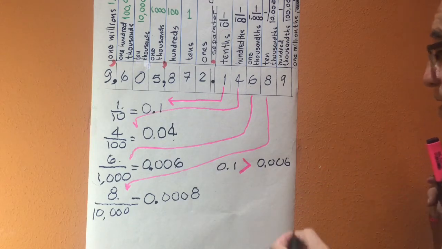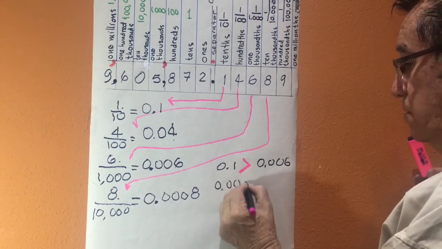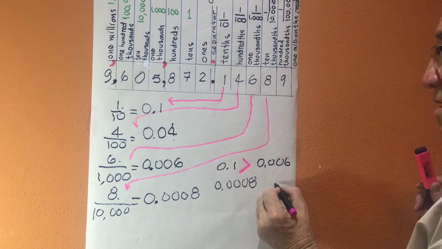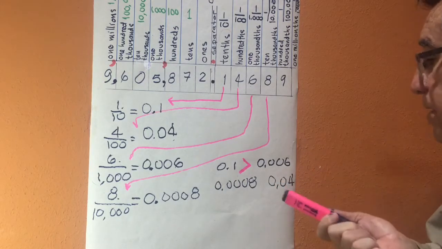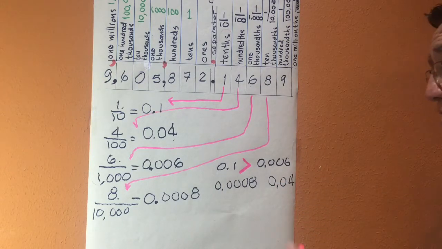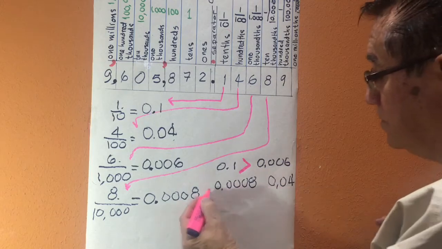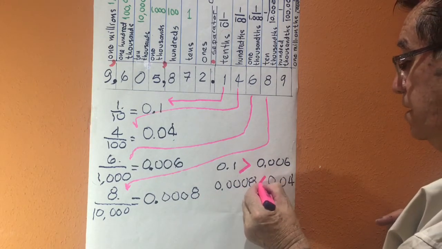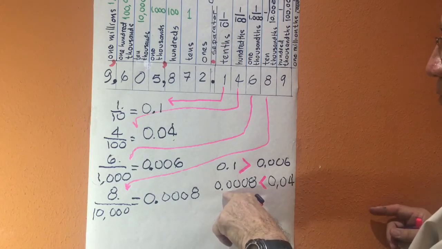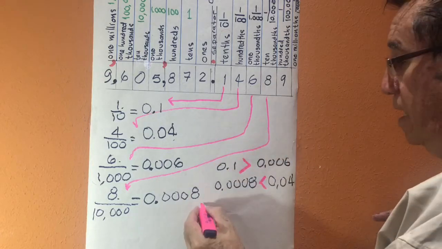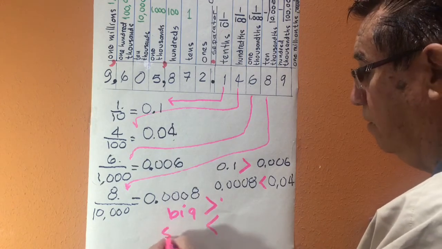Another way of seeing this could be like this: 0.008 compared with 0.04. Which one is bigger or which one is smaller? In this case, as you know, the more you go to the right, the smaller it is, and the more you go to the left, the bigger. So in this case, 0.04 is going to be bigger than 0.002. So it's big, small.